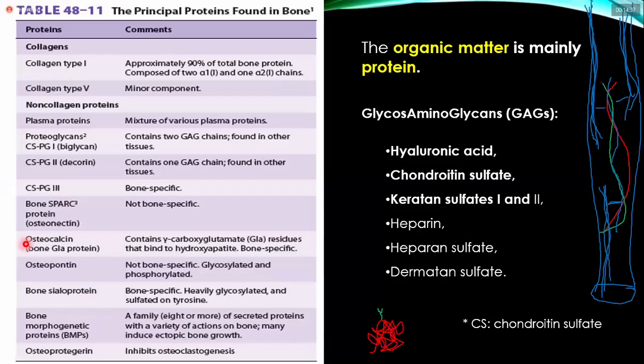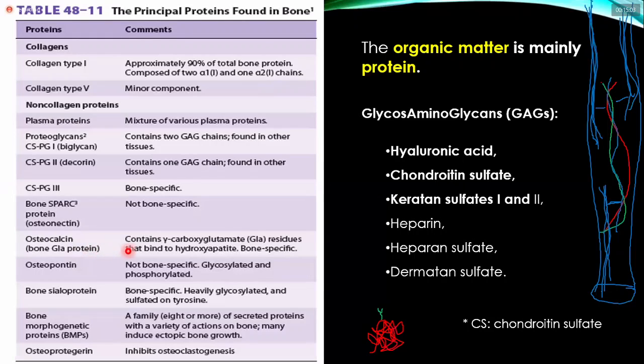These are the major components of the protein rather than the proteoglycan proteins. So you can classify them either as proteoglycan or non-proteoglycan, and all of them belong to a group called non-collagen proteins. Again, these components are very important, and we will focus on osteocalcin.